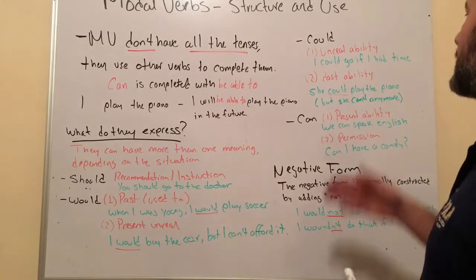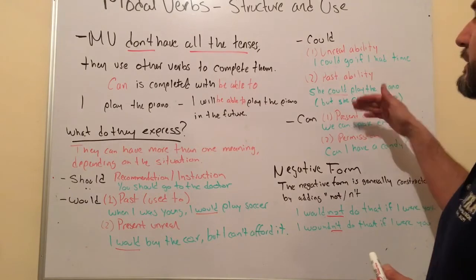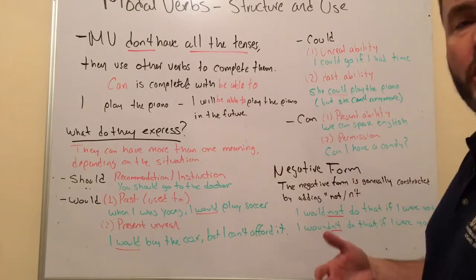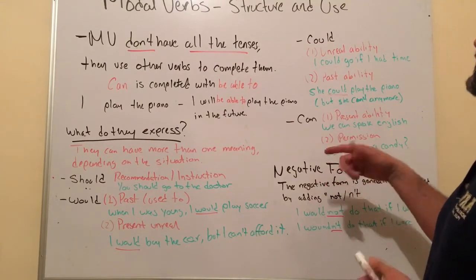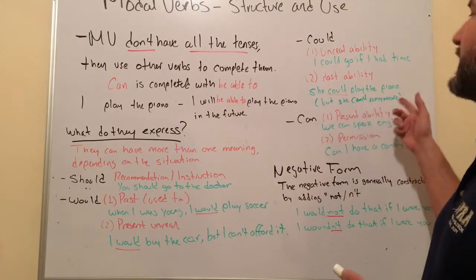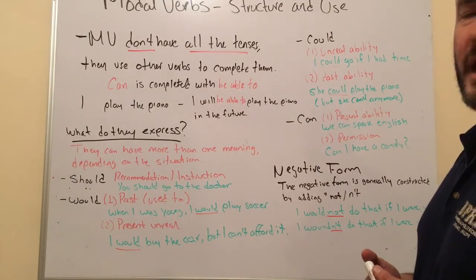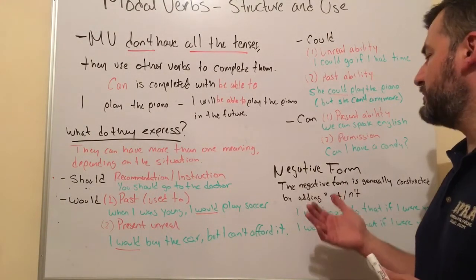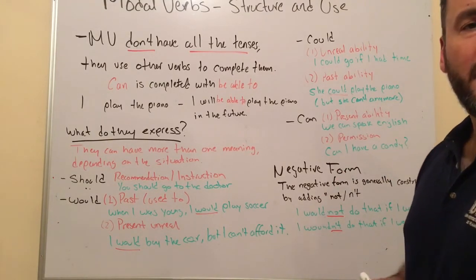On this one, she could play the piano. We're talking about, again, the past ability, and we could change that to the negative form by adding not or n't, and it would be, she couldn't play the piano, or she could not play the piano. And that's how you make a negative form using modal verbs.